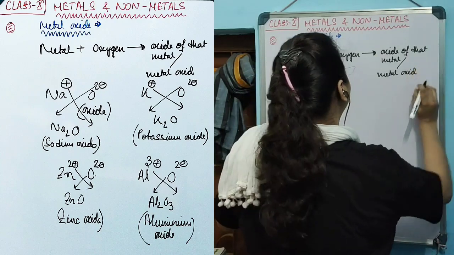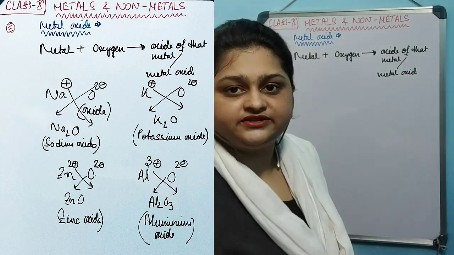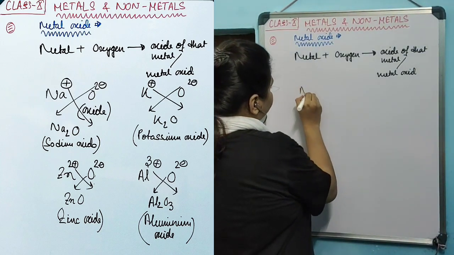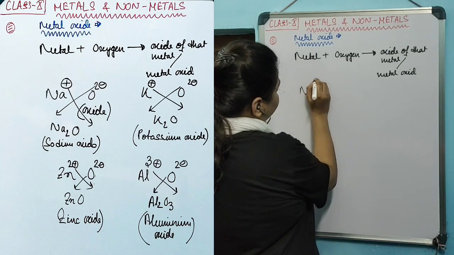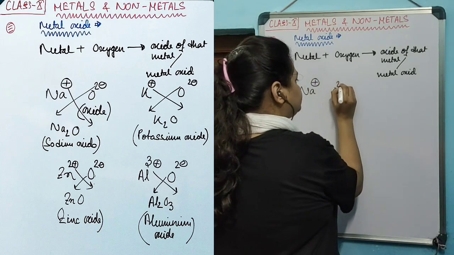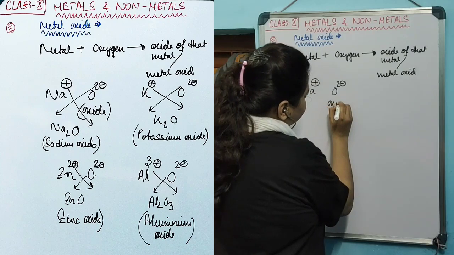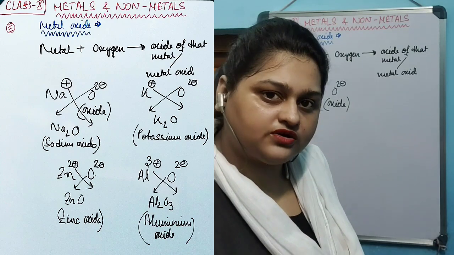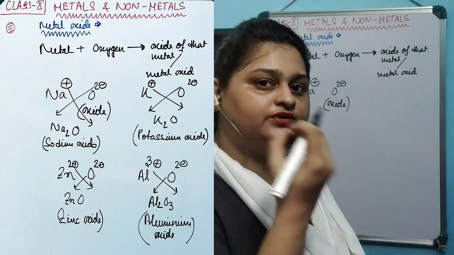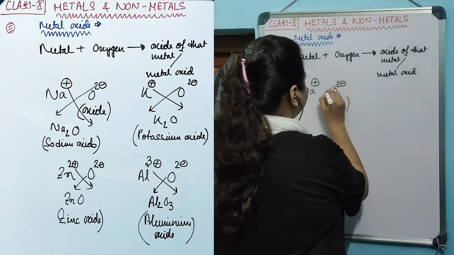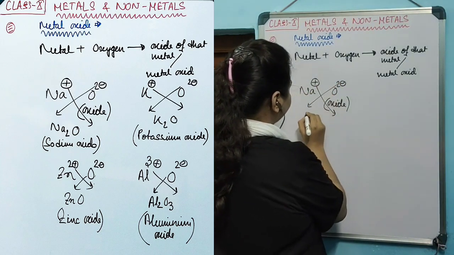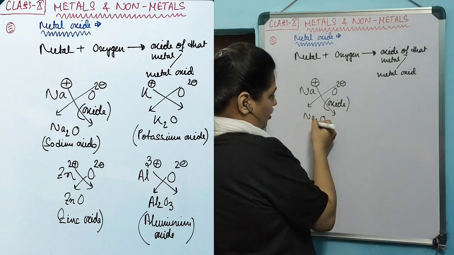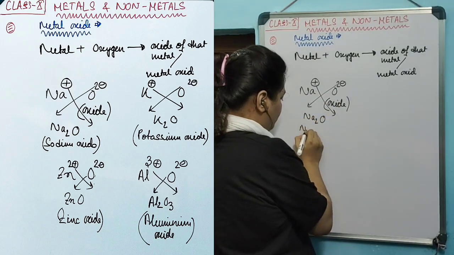Now, the chemical formulas of metal oxides depend on the metal and its oxidation state. Like sodium, when it reacts with oxygen, it reacts as Na plus, and oxygen reacts as O2 minus. O2 minus is the ion of oxygen known as oxide. So when it reacts, it produces Na2O. This is the oxide of sodium, or sodium oxide.